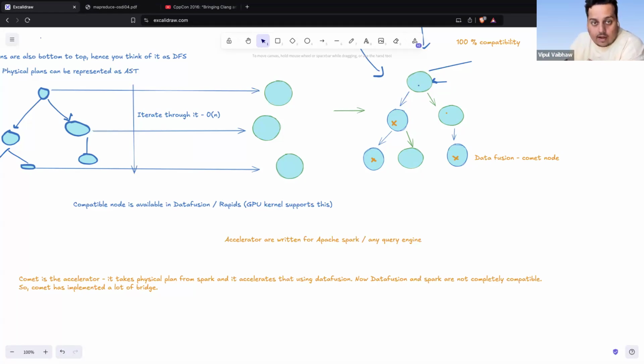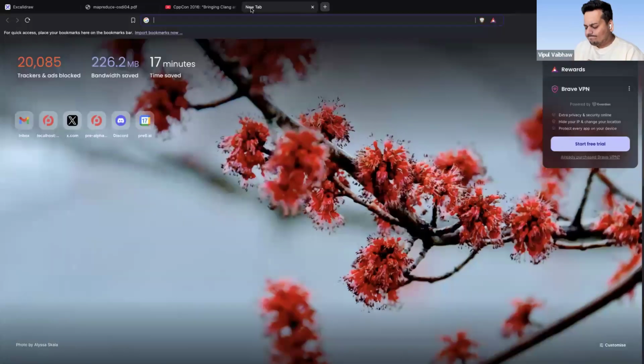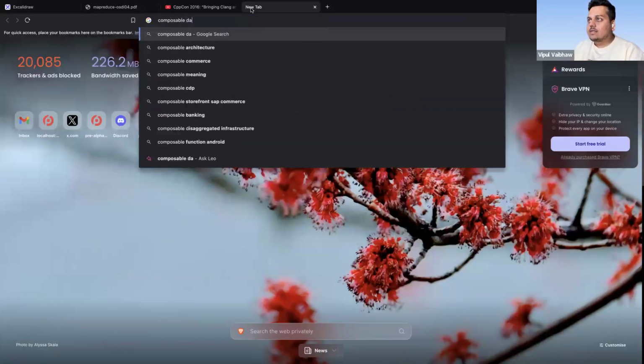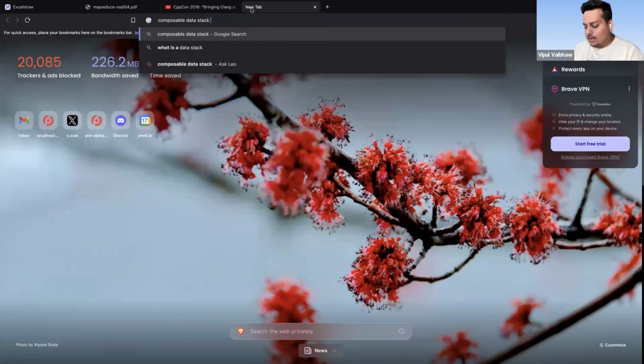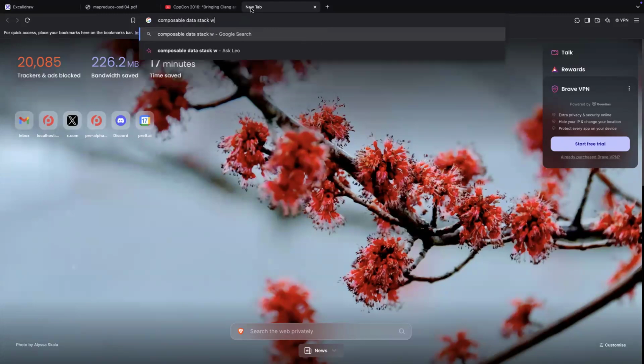Does Data Fusion support FPGA or only commodity hardware? There is no restriction. That is the beauty of Data Fusion. It is highly extensible software. You can take Data Fusion, have your own FPGA implementation, and just extend Data Fusion. Why I'm telling you this is not that I'm overhyping Data Fusion. The goal is a composable data stack, by, what was his name? Wes McKinney, I think.